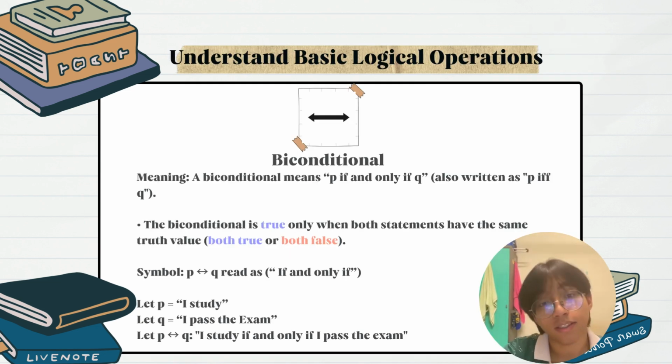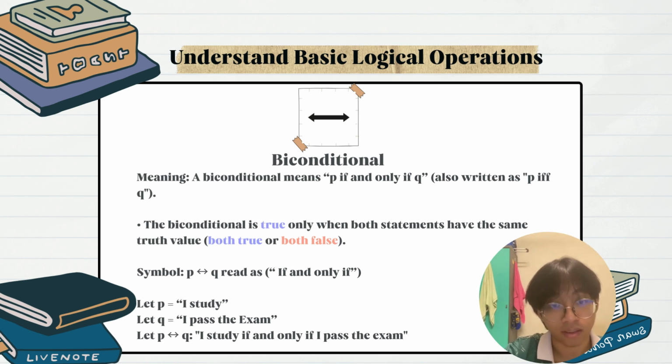Last but not least is biconditional, meaning a biconditional means P if and only if Q, also written as P iff Q. The biconditional is true only when both statements have the same truth value, either both true or both false. If either one of the variables is true and the other is false, the truth value will be false. The symbol is read as if and only if.